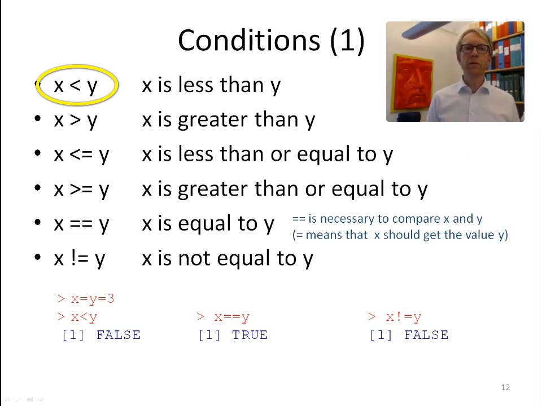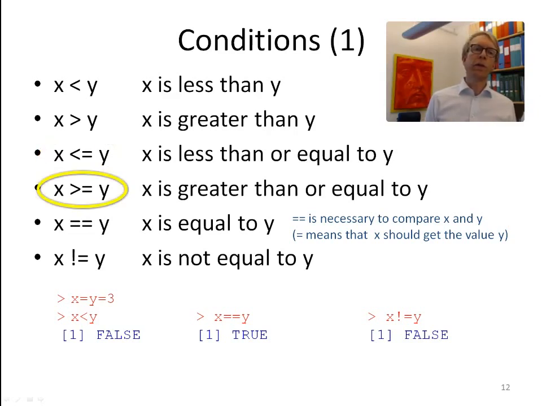So this is the way you write the more common conditions. X less than y, that's a less than sign, and greater than is simply greater than. If you want to test whether something is less than or equal to something else, then you use the less than equal sign. And greater than or equal, that's the greater than equal sign.